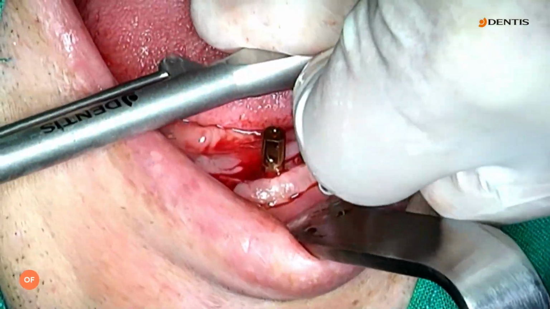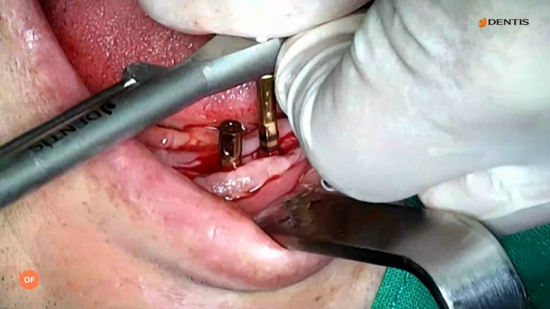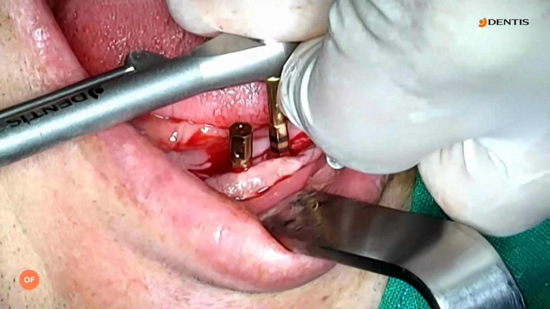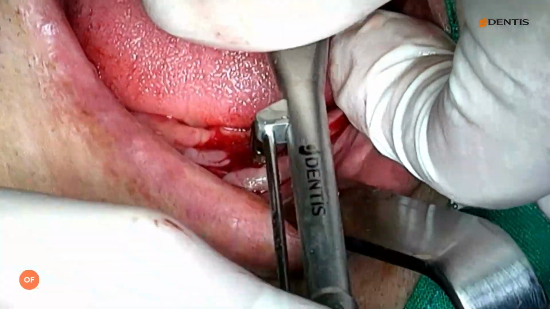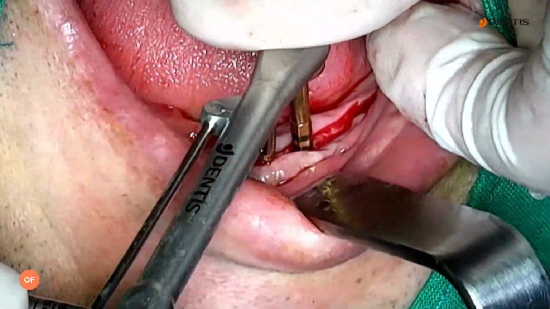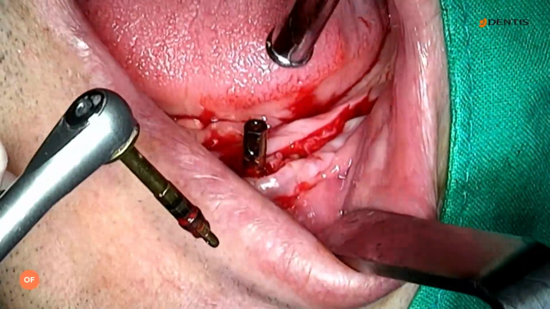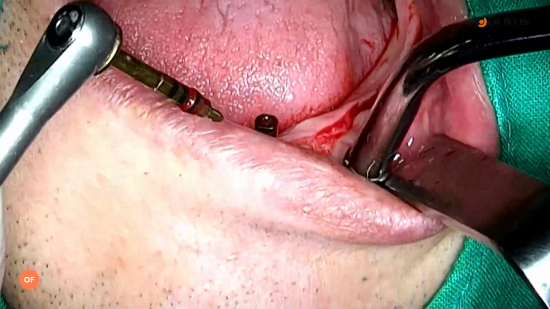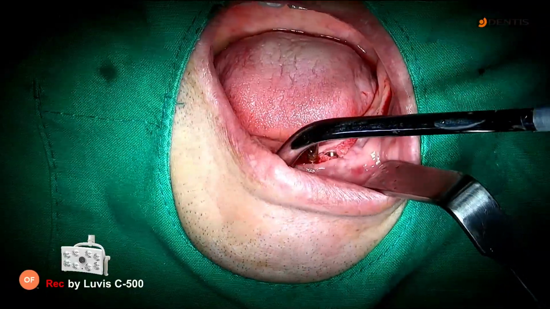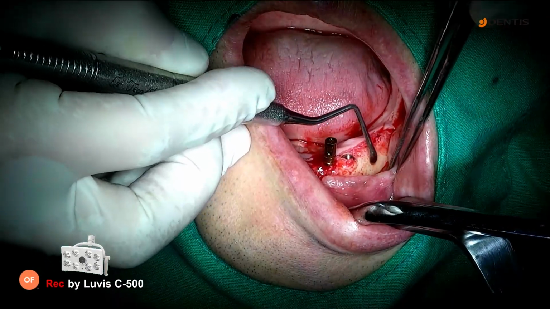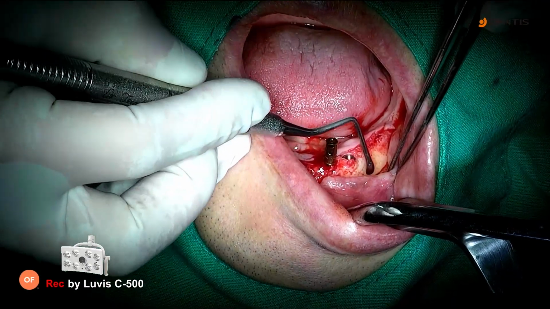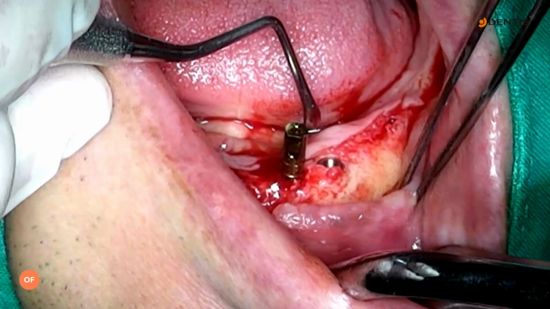Okay, reverse torque for the optimization of the initial stability. Clockwise. Okay, this is the first premolar area. One more check, the mental foramen. Maybe the mental foramen is here, so this is 7 millimeter. We can allow the anterior loop, so it's a very safe area.